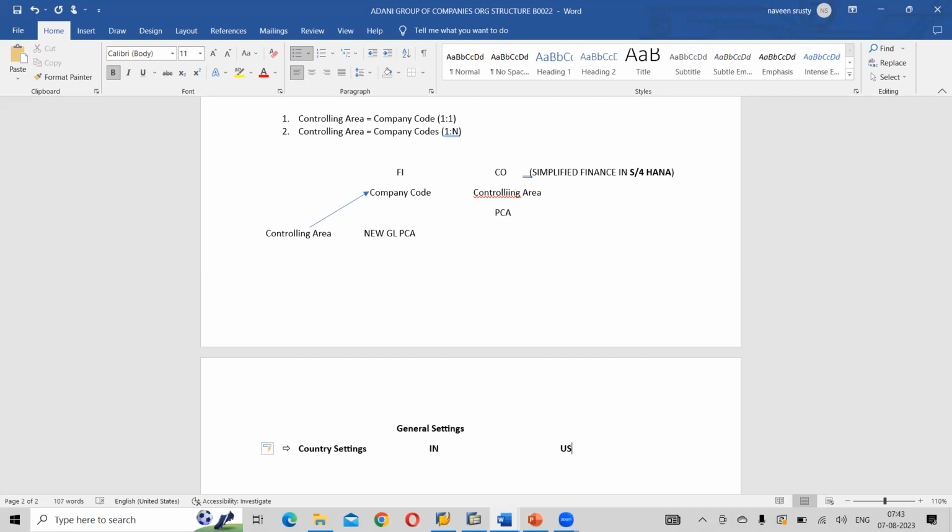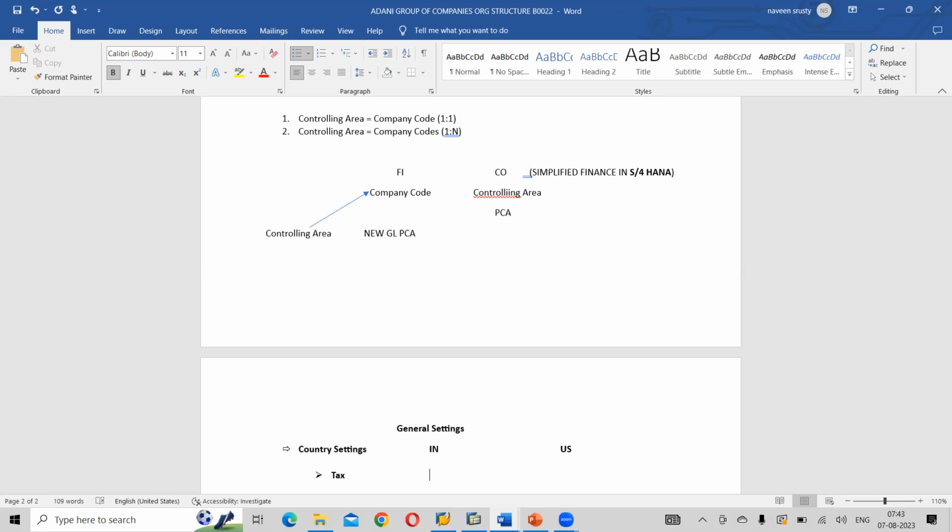What are the settings we are going to see here? Tax settings. Indian tax procedure is different and US taxation is different. In India we currently have GST, right? And when it comes to China, they have GTS, right? Like that, every country.